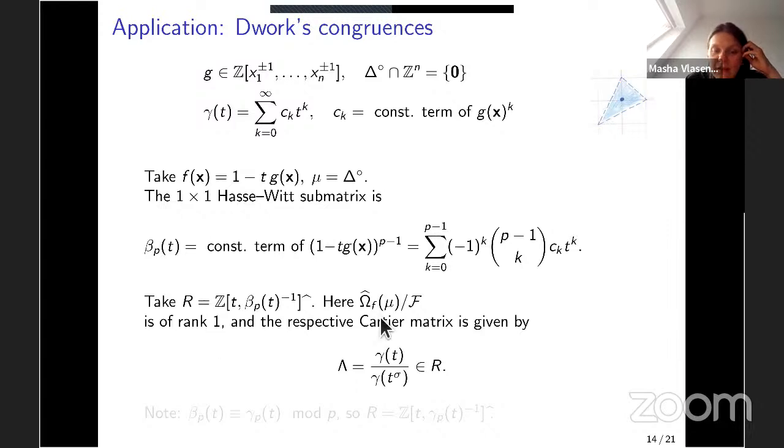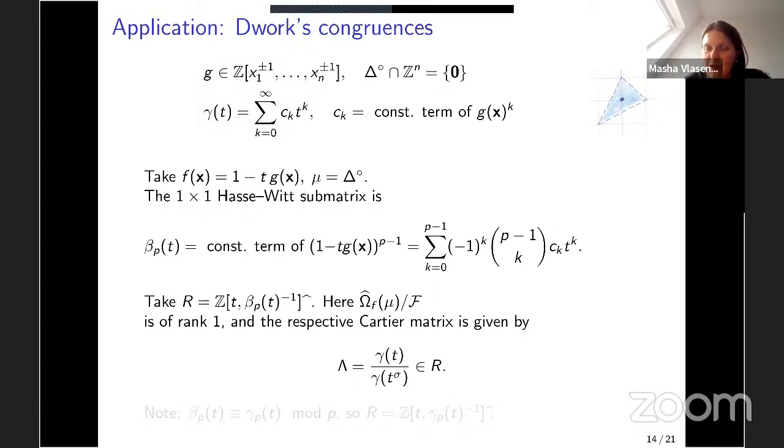And then it turns out that the respective 1-by-1 Cartier matrix, the matrix lambda, is precisely the quotient that Dwork's congruences are about. In particular, we see that this quotient belongs to this ring. So it can be approximated p-adically by rational functions with beta p in the denominator. Dwork's congruences, in the form that this is congruent to some ratio of truncations, can be proved by using this idea: alpha s is congruent to lambda times alpha s minus 1.